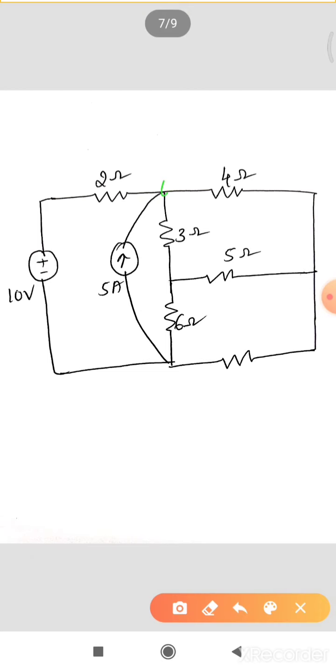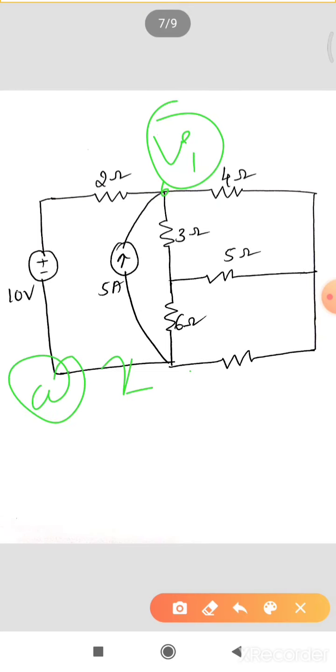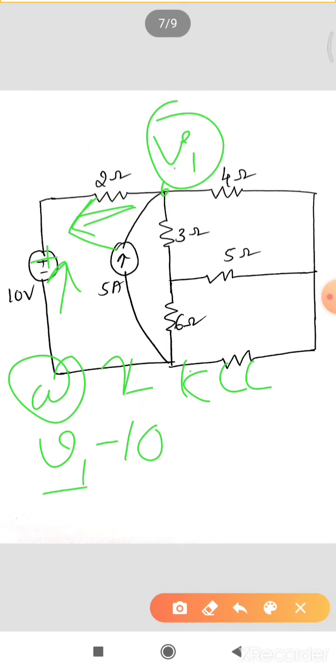What is our thumb rule? At the first node, V1, this is your first term, right? When we are applying KCL, V1 is plus, so we have to take V1 minus, because the assumed direction is in this direction, while the actual current direction is this one. Those two are opposite, therefore it will be V1 minus 10, divided by 2.